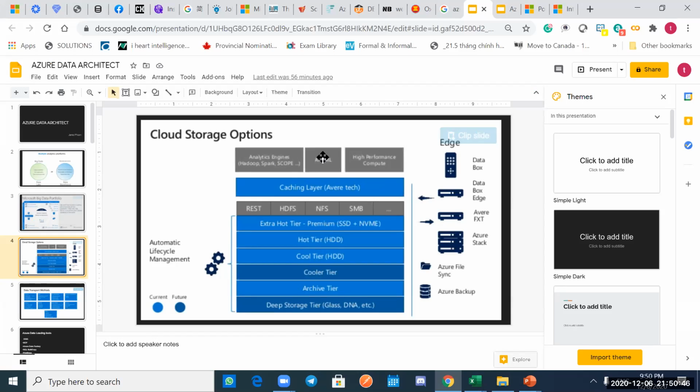So in here is the serving layer. You have analytics engines like Spark. You have Azure Databricks, where you can perform AI and machine learning, and you have other high performance compute. Depending on your usage, you will be interacting more with this layer. And with this layer, you send a command that retrieves the data from all of these lower layers.